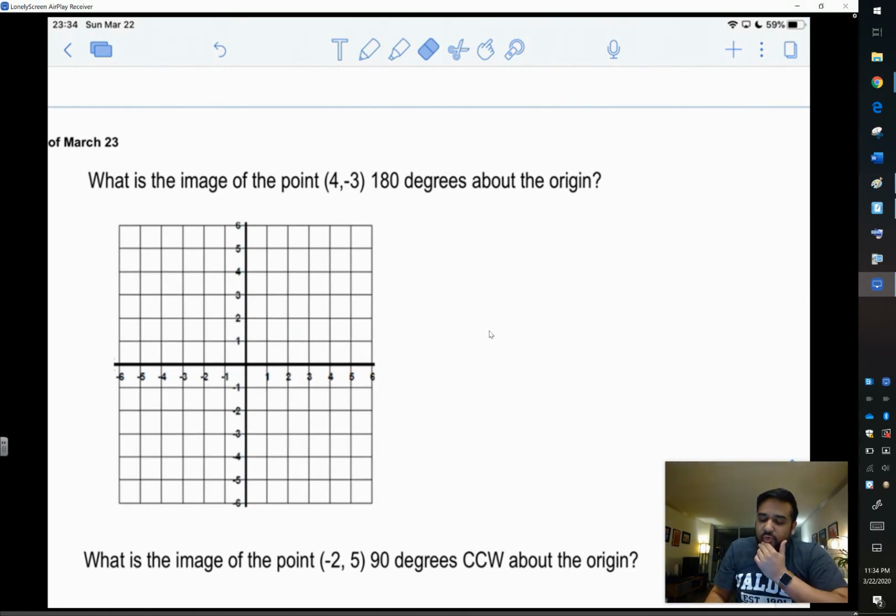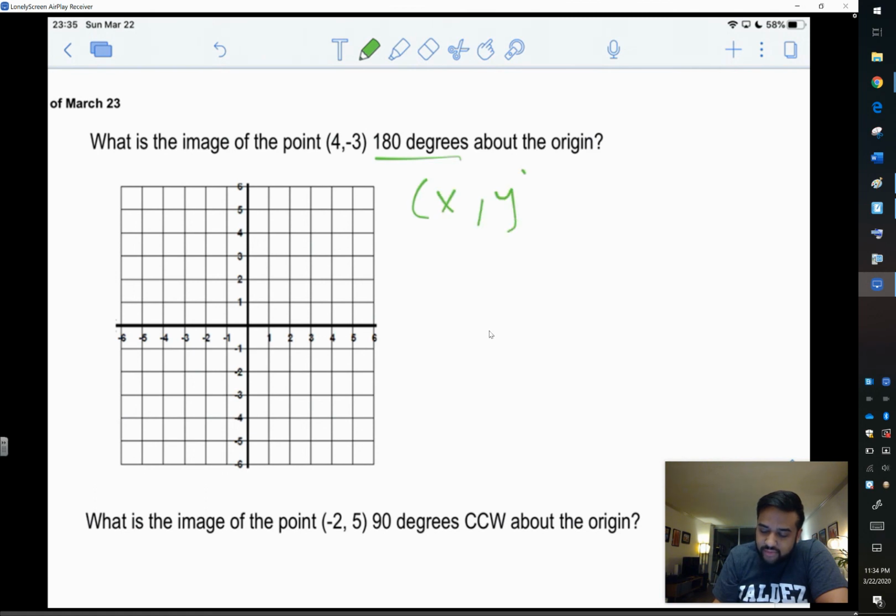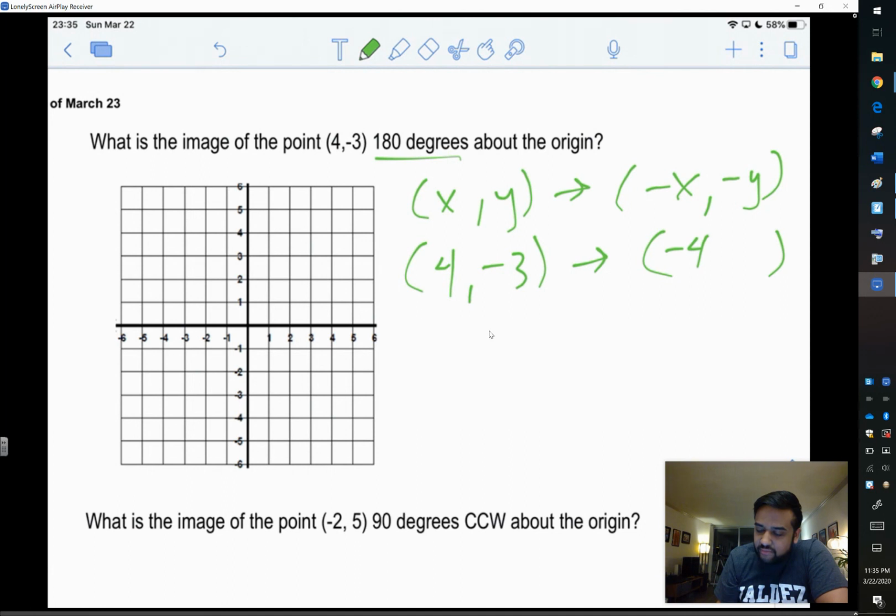What is the image of the point (4, -3) with a 180-degree turn? Well, if you remember the rule from the last slide, the rule for 180, and this is why knowing the rules is so important, makes it really easy, is just make the coordinates the opposite. So currently I have (4, -3), plugging them into this pattern, -4, and what's the opposite of -3? There we go. Done. Easy. No picture necessary.